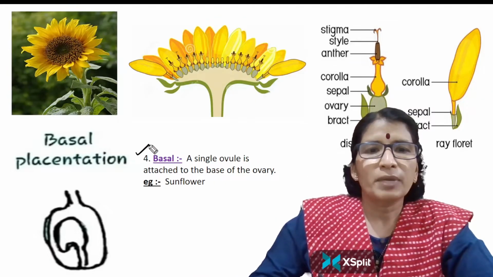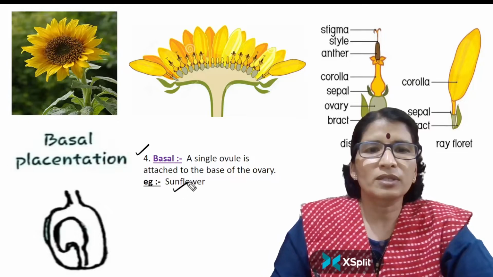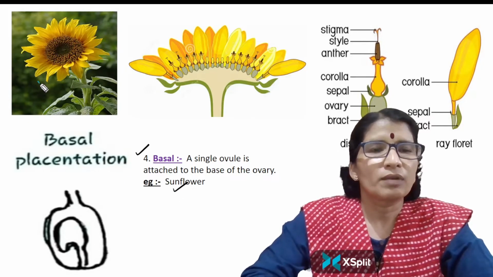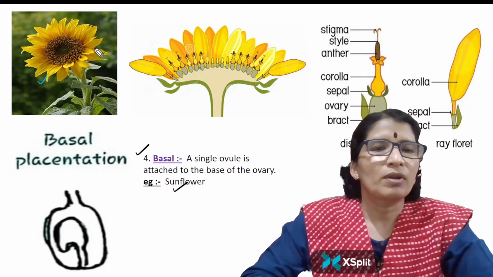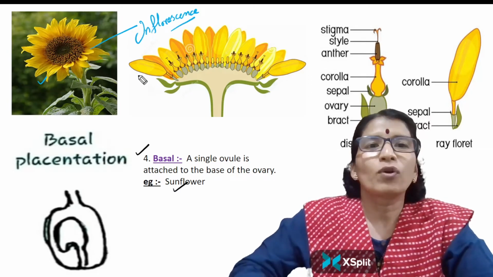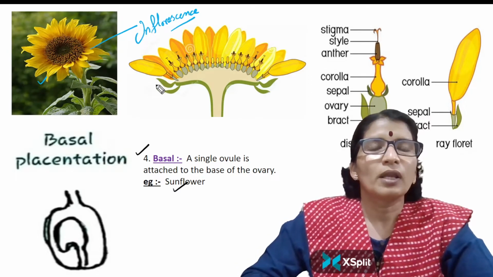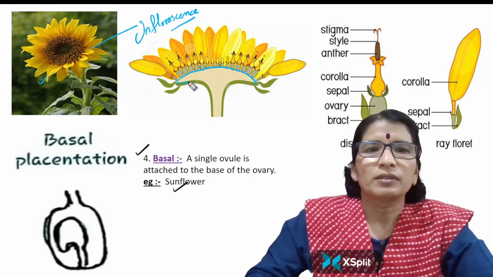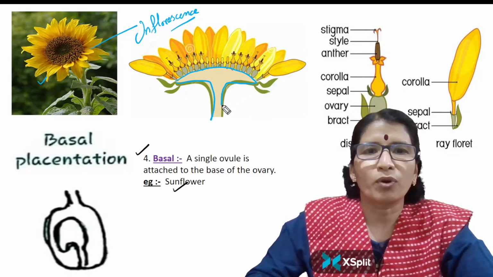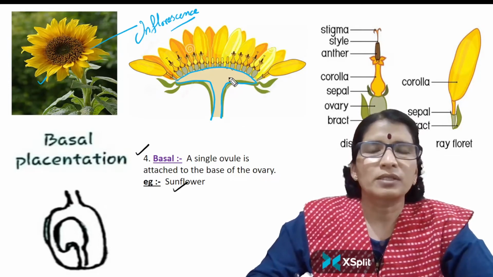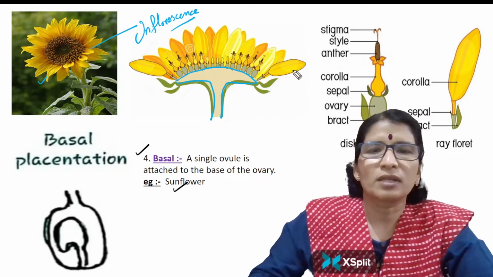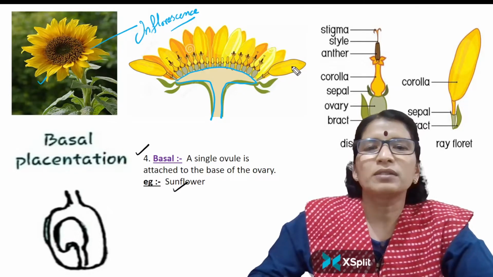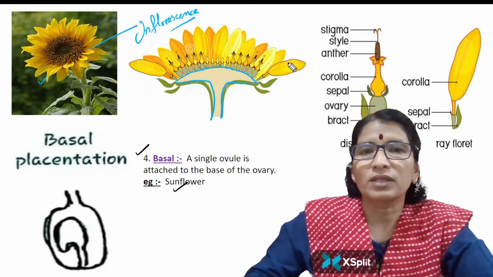And the last one is basal placentation. The best example is sunflower. This is the diagram of sunflower. Actually, this is not a flower. This is an inflorescence. Inflorescence means a number of flowers attached on the inflorescence axis. Here, this is the inflorescence axis. This axis is condensed and very broad. So on this inflorescence axis, a number of small florets are present. Due to the smaller appearance, each flower you can say is a floret.